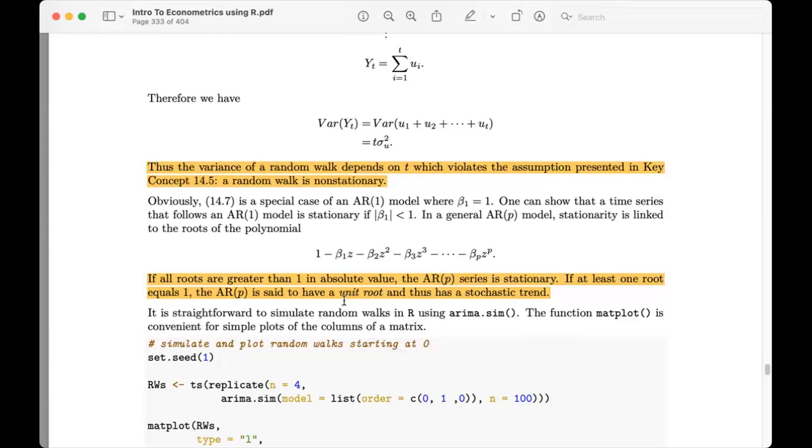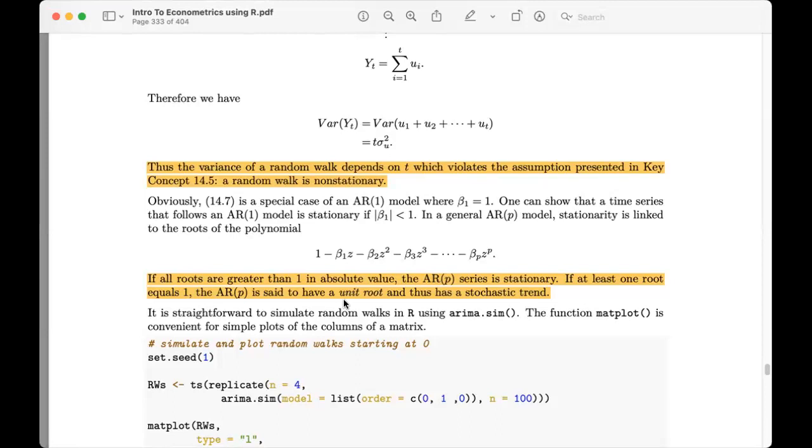Yeah, we could test for stationarity. We could test for stationarity in a special case of the AR(1) model where beta 1 is equal to 1. One can show that a time series that follows an AR(1) model is stationary if the absolute value of beta 1 is less than 1.